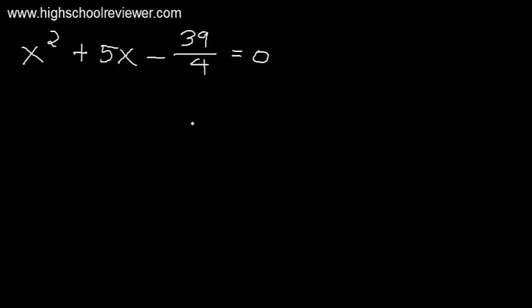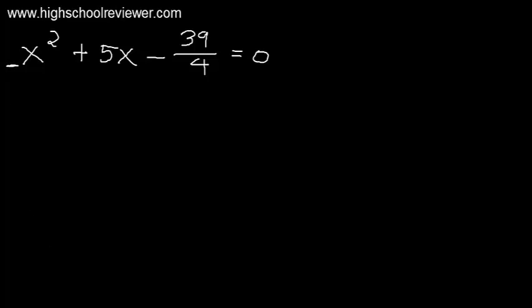Solving quadratic equations by completing the squares. Our next problem, we have (x squared plus 5x minus 39) all over 4 equals 0. To solve this quadratic equation by completing the squares, first we need to make sure that there is no numerical coefficient before our first term. Since there is none, we can proceed.